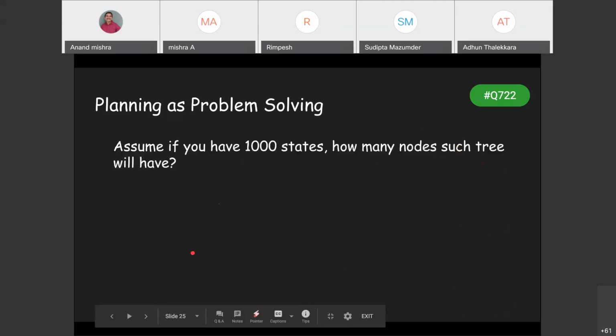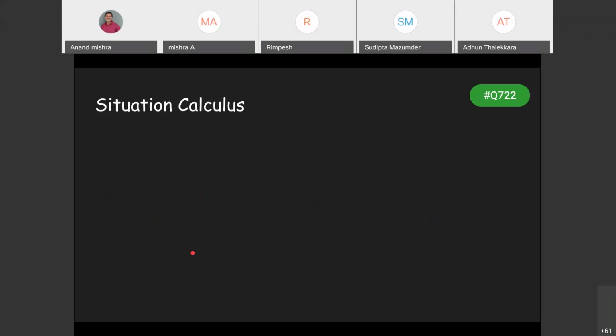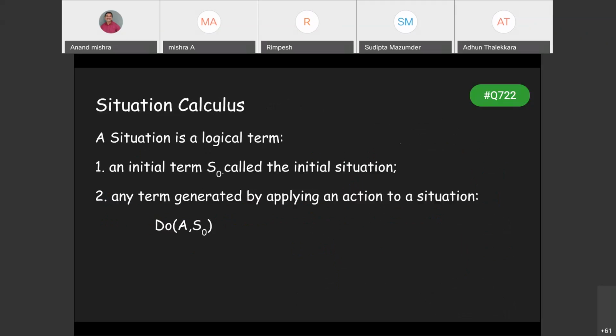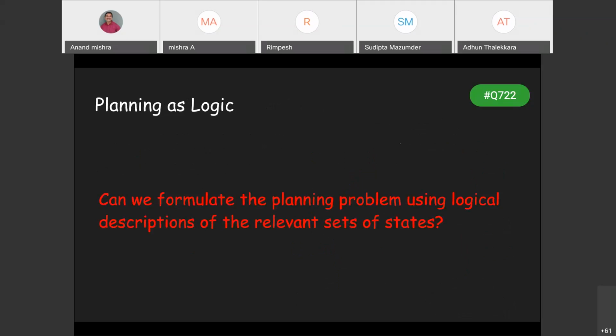That's what we are going to do here in the situation calculus. So this planning as logic leads to situation calculus. First, we need to understand what situation calculus is, and today's lecture is primarily towards that, where we are trying to understand some part of situation calculus, and then we will see how it is used for planning, and beyond that in the next lecture.